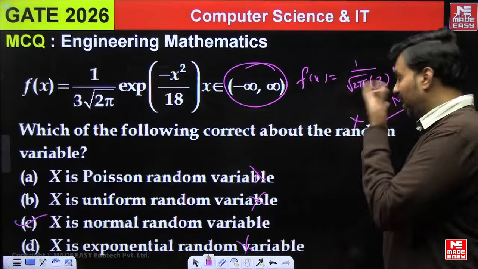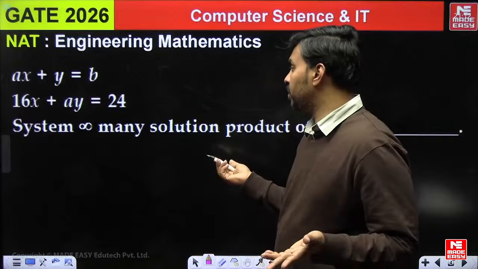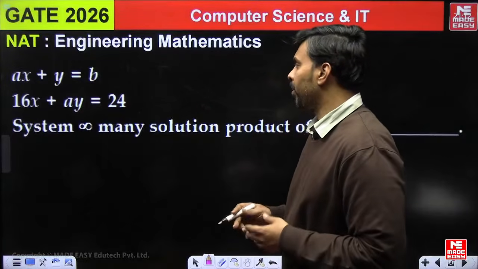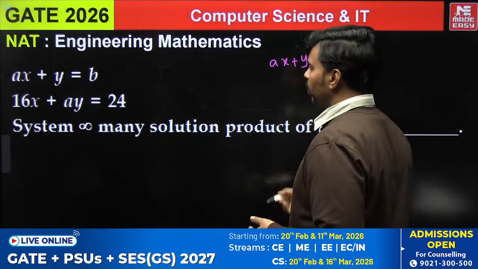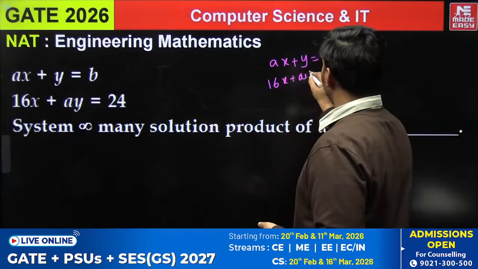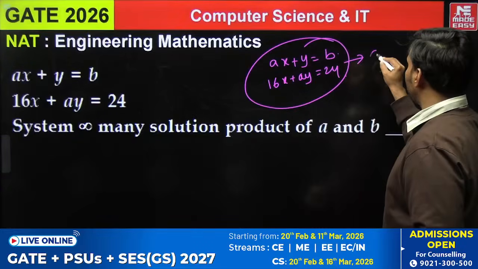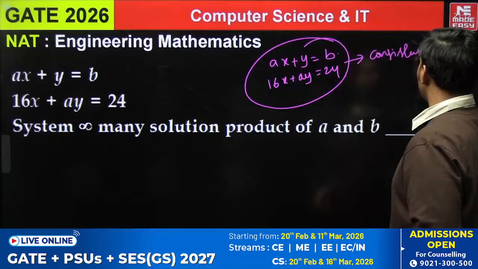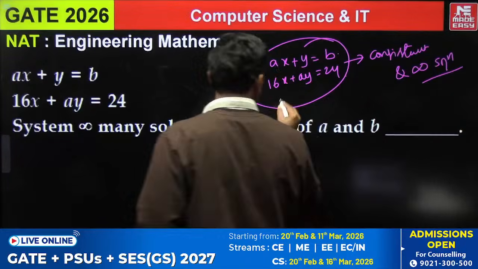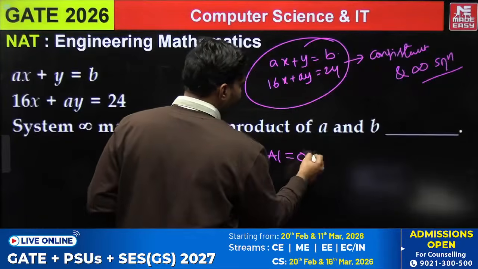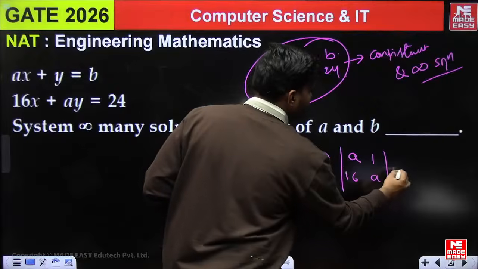So coming to the next question: ax plus y is equal to b, and 16x plus ay is equal to 24. Now it is said that this is consistent and having infinitely many solutions. If it is consistent and has infinitely many solutions, then you know that the determinant of this is equal to 0. So what is the determinant of this, beta? a, 1, 16, a is equal to 0.